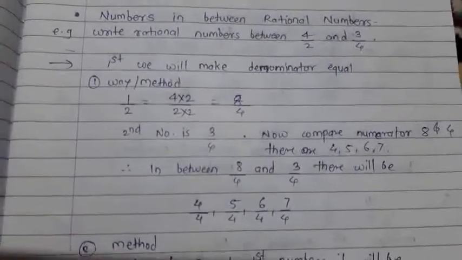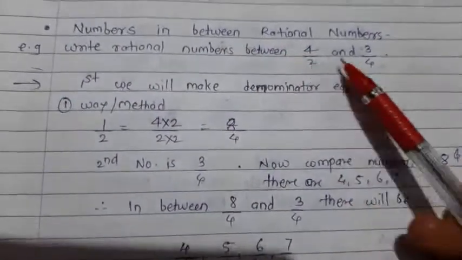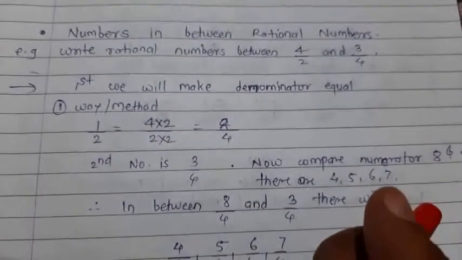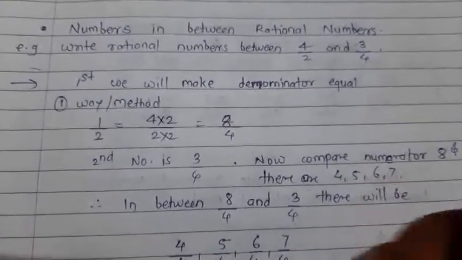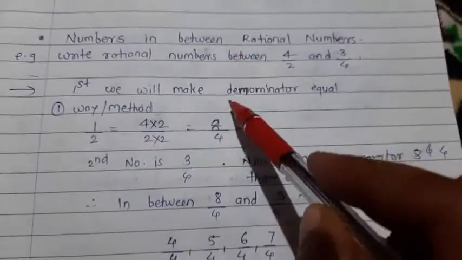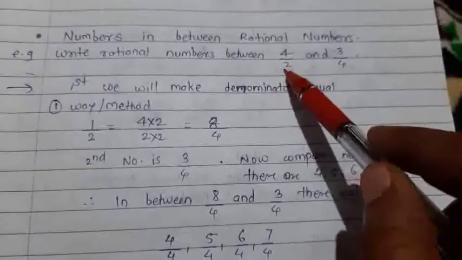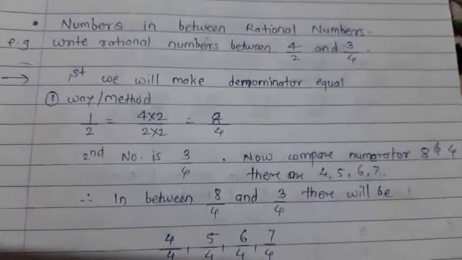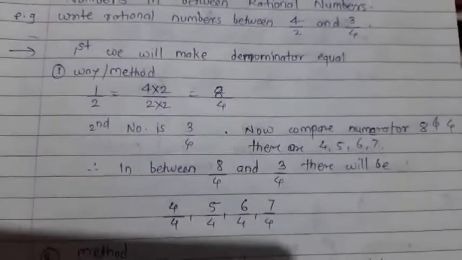Consider this question. Write the rational numbers between 4 by 2 and 3 by 4. For such examples, that is, finding the rational numbers between two given numbers, we always have to make the denominators of the given numbers equal. Here the denominator is 2 and here the denominator is 4. So these denominators should be made equal. This will be our first step. How we will do that, we will see.